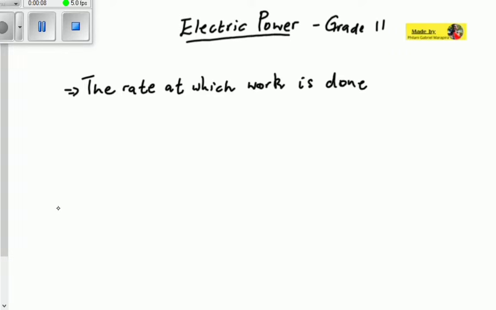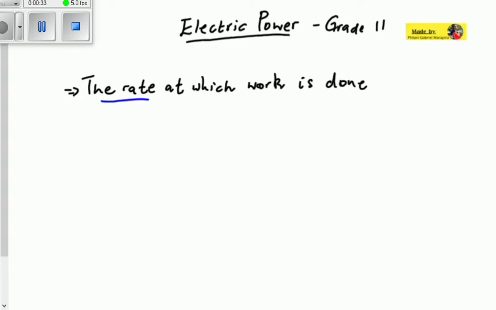So what is this definition actually saying to us? It is that power is the rate. Remember that when we've got a rate, we talk about the speed, or how fast something is done, at which work is done. So here we're actually talking about how fast work is done, and how fast work is done actually depends on the power of a certain electric component.